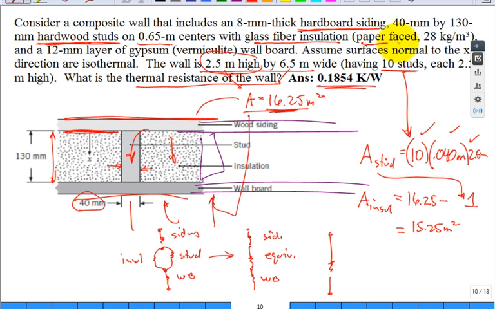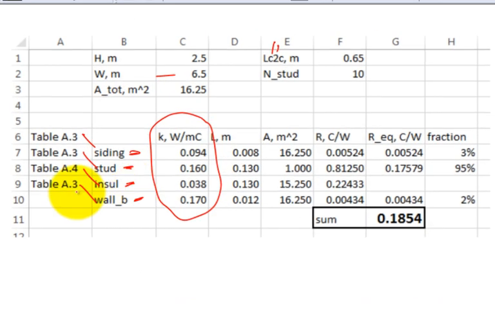It's paper faced with this weight. How many kilograms per cubic meter? When you get to the table, oh, there it is. Now I understand. And then this is the gypsum, and there's a vermiculite wallboard, and that's also in a table, so you can find them. So just table A4 for the insulation. You have to get these 2 resistors, and then I combine them.